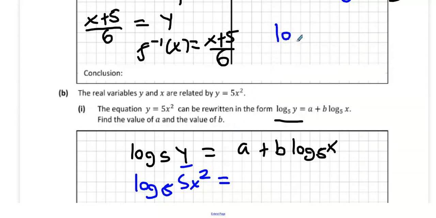I'll give you an example. See log 15. Log 15 can be separated into log 5 plus log 3. Any two numbers that multiply to give you the original. So what do you think I can separate this into?